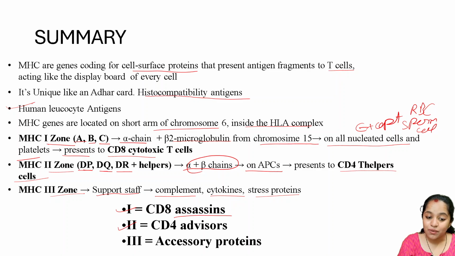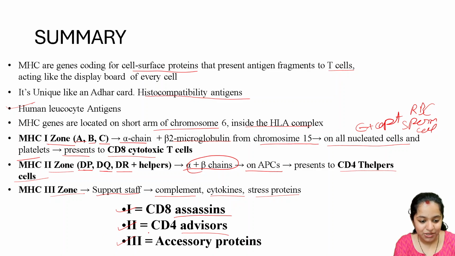MHC2 is related to advisor, and your MHC3, that is HLA3. There's nothing known as MHC3. It is the HLA3 gene complex, which is associated with accessory proteins. So 3A: assassin, advisor and accessory proteins.